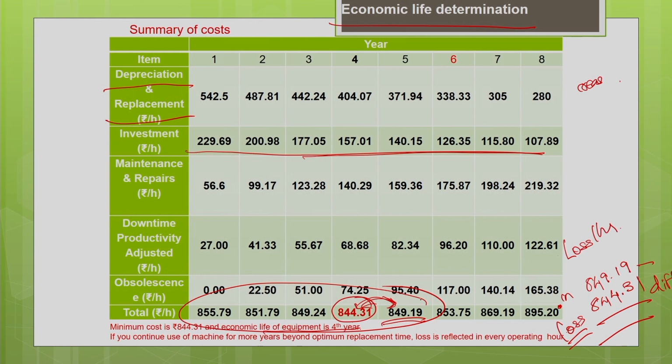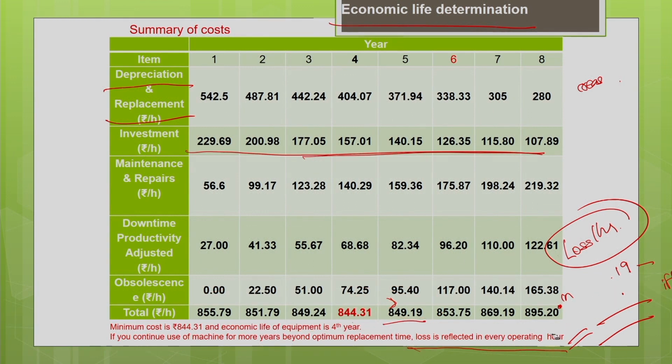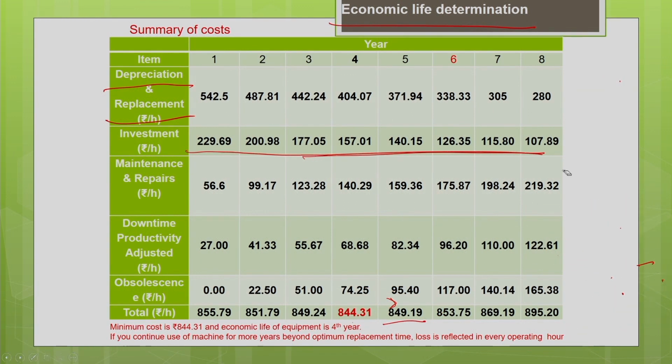So, this loss is not reflected just in the past 1 year. The loss per hour is going to be reflected in the entire 5 years of the machine. If you are going to retain the machine for 5 years, even beyond the optimum replacement time of the fourth year, if you continue use of the machine for more years beyond the optimum replacement time, the loss is reflected in every operating hour till you hold the machine. Okay. So, that you have to note. So, this is how we estimate the economic life of the machine.